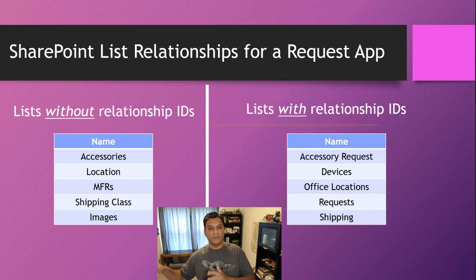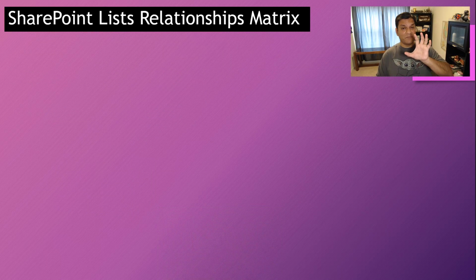But there are also the ones on the right where, along with viewing some data, you will also have these relationship IDs that come in to make the viewing of the data easier. And these lists also contain the places where you're saving the data. Now I know this is a little confusing because I'm breaking it down into just tables. So let me show you this. The matrix will really help the concept sink in.